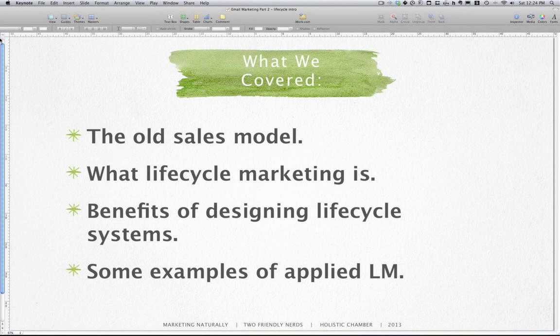So just to go over really quick what we covered today, we talked about the traditional sales model and the problems with the traditional sales model, especially when you try to transition that online. We talked about lifecycle marketing, what it is, and why it's such a powerful idea. We talked about the benefits of designing lifecycle systems and how lifecycle systems can be specifically applied. That was when we talked about the steps and the specific actions. We even talked about a pizza place that can apply some of those ideas. So we covered a lot of stuff today. It's a huge idea, but what I really want you to do is start thinking about ways that you can use this philosophy in your email lists because it's really, really powerful and it saves you a ton of time.